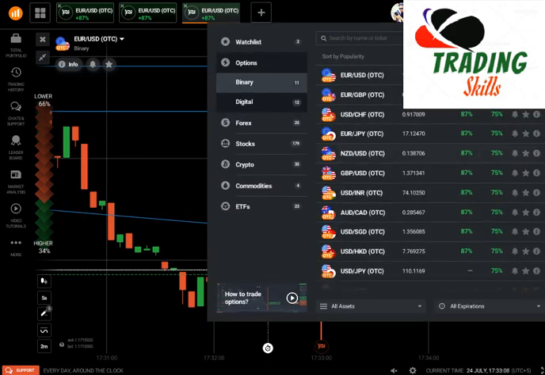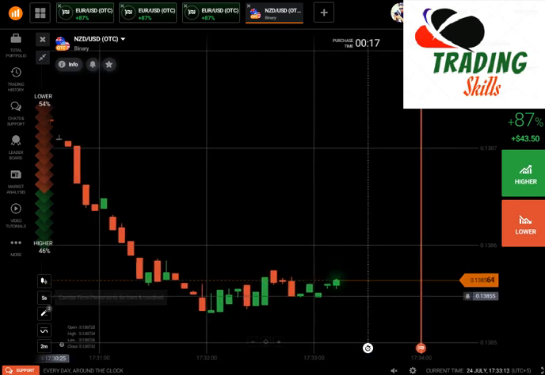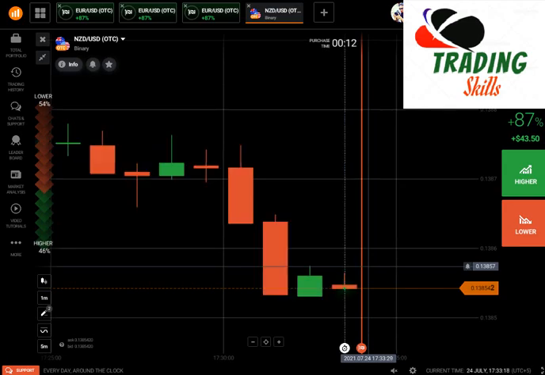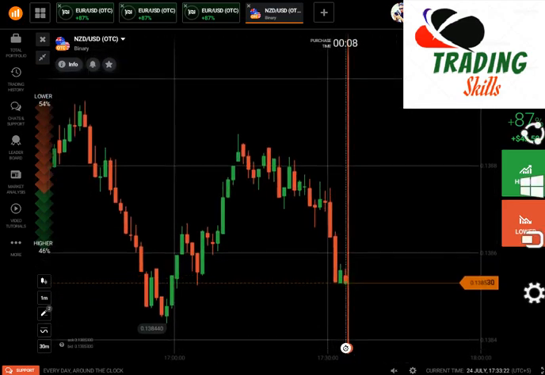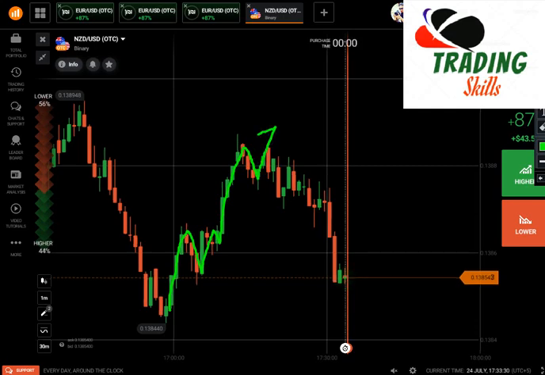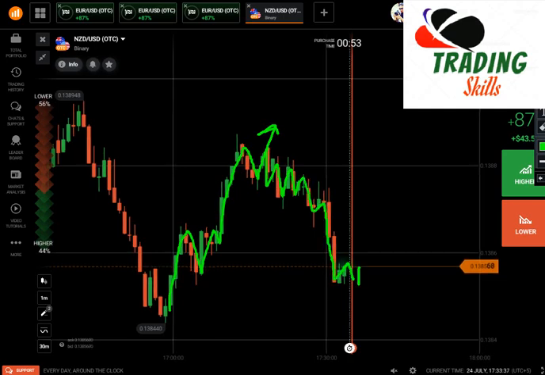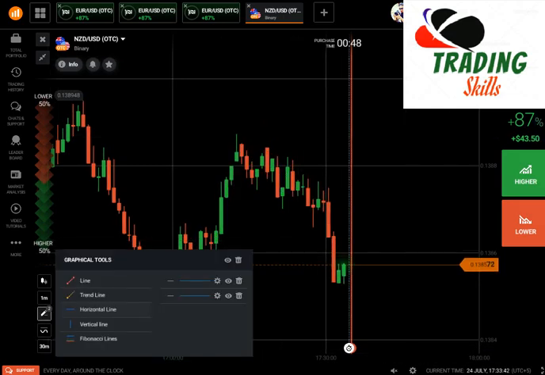Okay, so I need to check another pair. Okay, here you can see a ranging market. So now if you analyze the market here, it was an uptrend, but after this point market is not going up, so now it is a downtrend and market is moving like this. So the bullish candles are the retracement candles here.